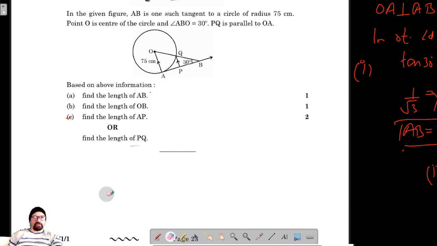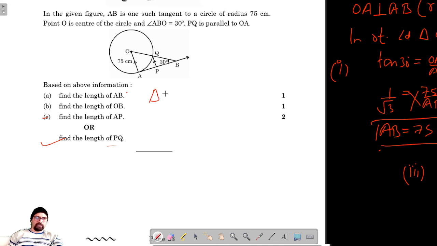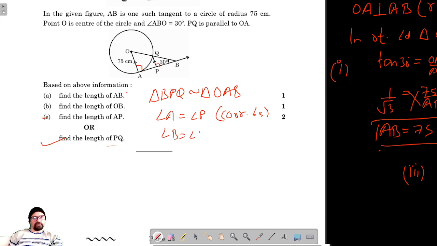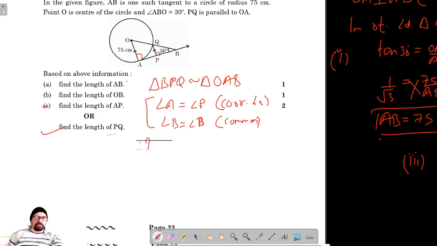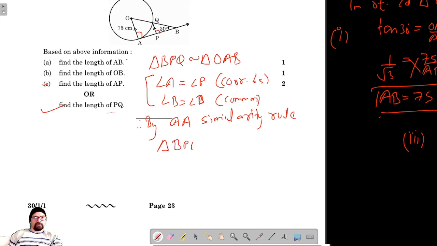Now, to find the length of PQ, triangle BPQ is similar to triangle OAB. Why? Because angle A is equal to angle P. These are corresponding angles because PQ is parallel to OA, and angle B is equal to angle B. This is common. So by the similarity rule, let's write them in symbolic form: triangle BPQ is similar to triangle BAO.